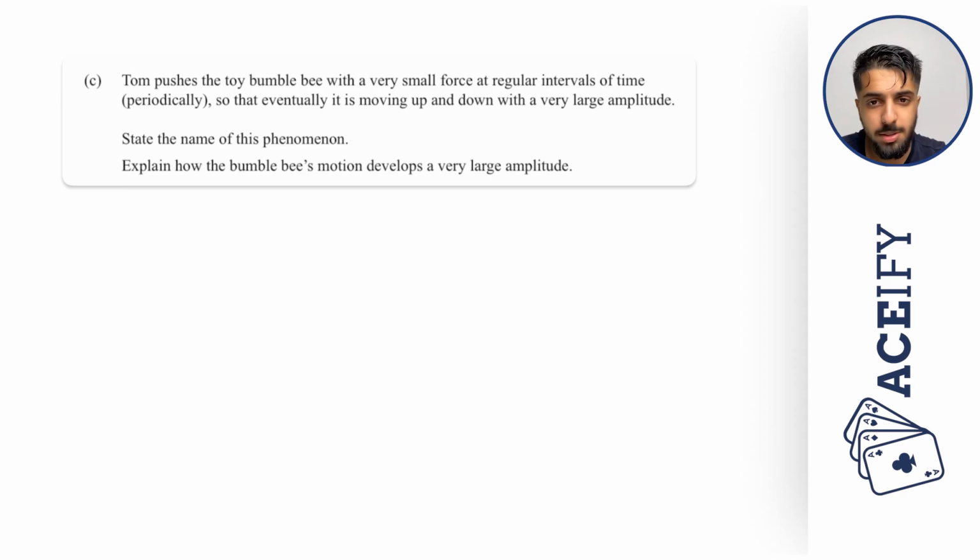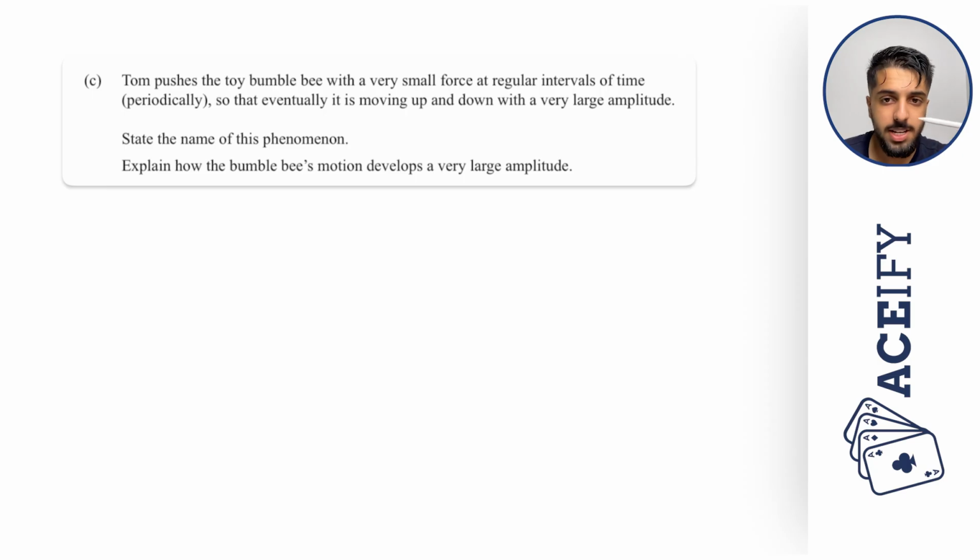Tom pushes the bumblebee with a very small force at regular intervals of time, so that it eventually is moving up and down at very large amplitudes. State the name of this phenomenon and explain how the bumblebee's motion develops a very large amplitude. Okay, so this is a basic example of resonance.